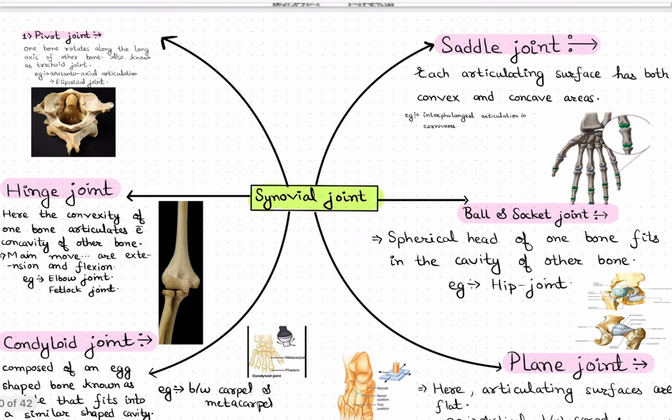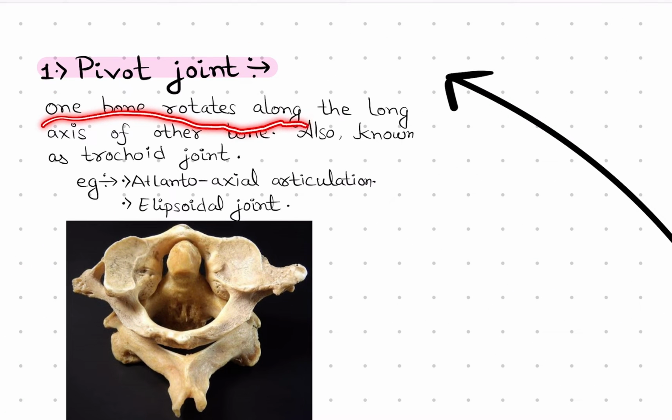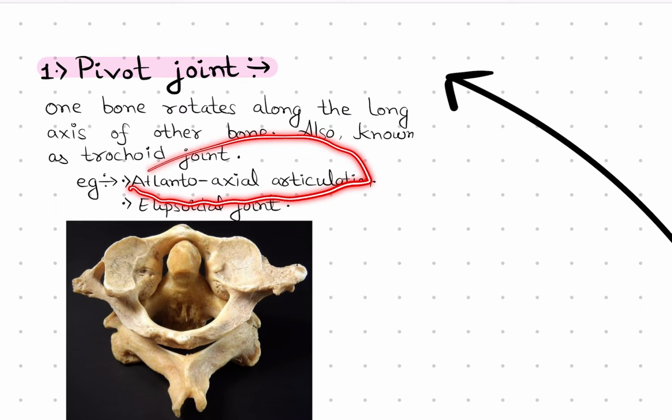Now let us study about all of them. The first one of synovial joint is pivot joint. Now what is this pivot joint? When one bone rotates along the long axis of another bone, it is known as pivot joint. Like this is one vertebra, there is a depression where this part of bone is meeting with this particular vertebra. So this bone can rotate along the long axis of this lower bone. So it is a type of pivot joint between atlas and axis bone. This particular articulation is known as atlantoaxial articulation.